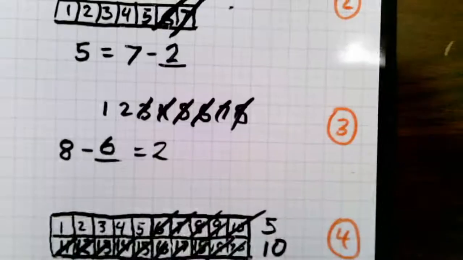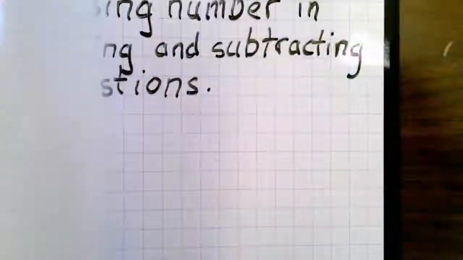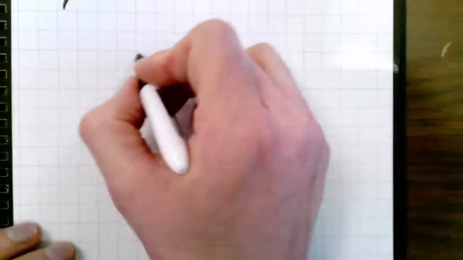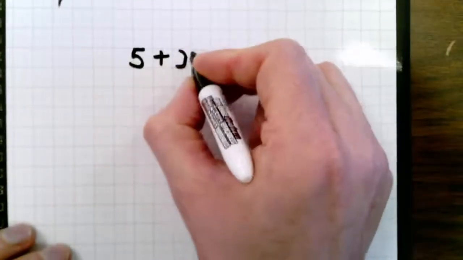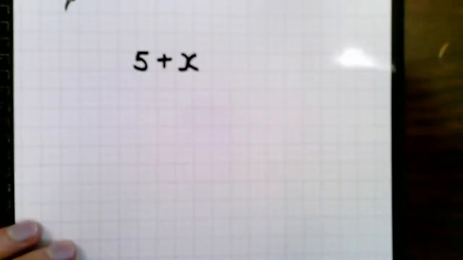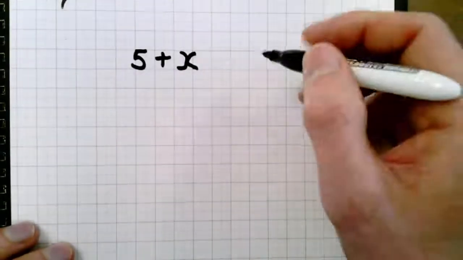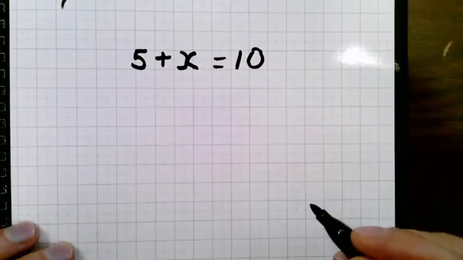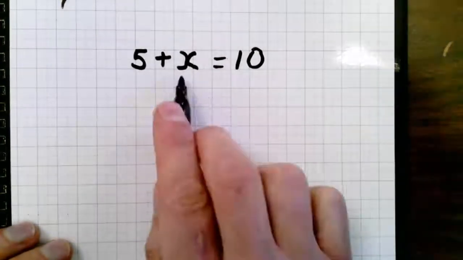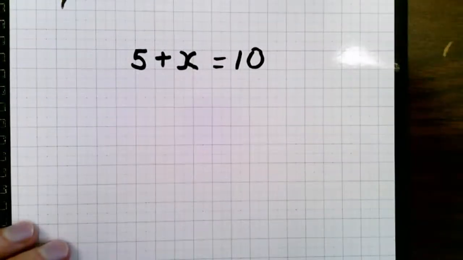Can I show you something secret? This is not grade 2 math. This is what high school math will look like. In high school math, instead of putting a blank, they're going to put a letter in there. They're going to put something like this: 5 plus x equals 10. X is just the mystery number that we have to figure out.